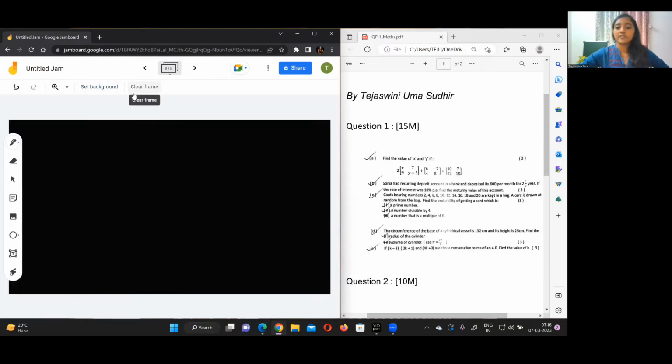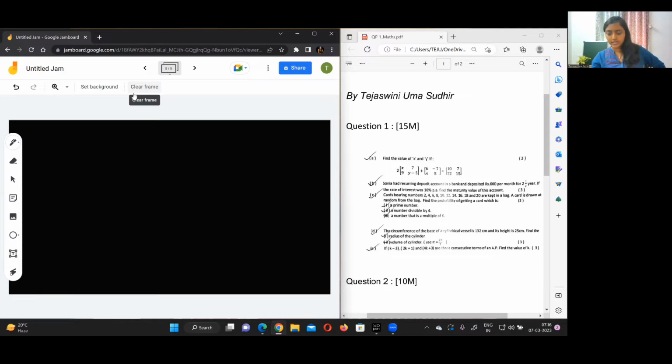The last question in the 15-mark question 1, which is part E, says if k minus 3, 2k plus 1 and 4k plus 3 are 3 consecutive terms of an AP, find the value of k. AP means that when you subtract one value from the other, the difference is the same every time. We are saying they are consecutive terms. So what we can do, there are two methods of solving it.